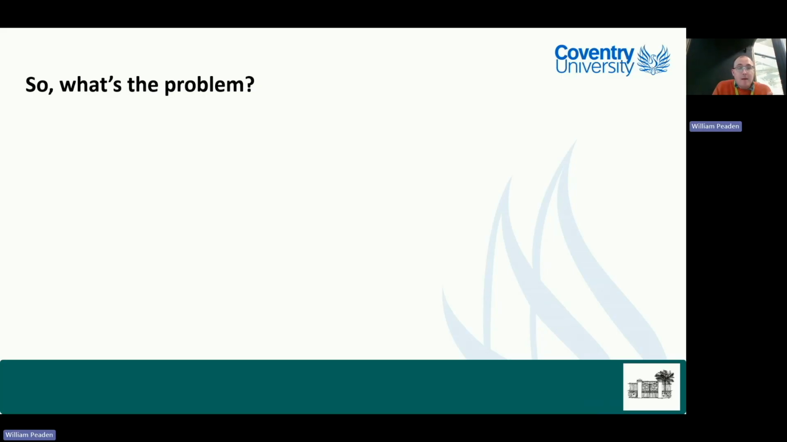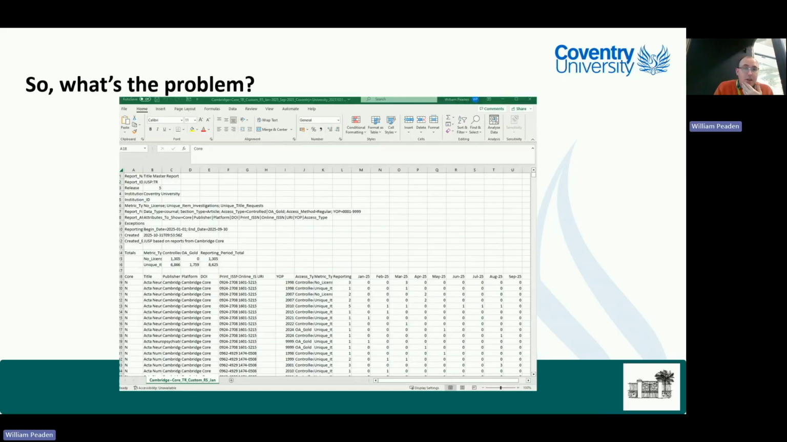But what is the problem? Here I'm going to show you some tabular data. As Letty mentioned previously, this is not terribly accessible for the majority of people. It tells you lots of useful information, and you can do lots of stuff with it within Excel. So this is just a COUNTER 5 report for Cambridge, reporting on 2 metrics. It gives you all the information you need, but it's still fairly inaccessible.